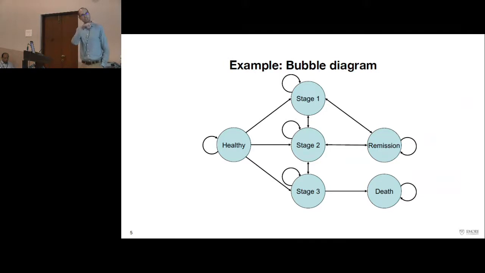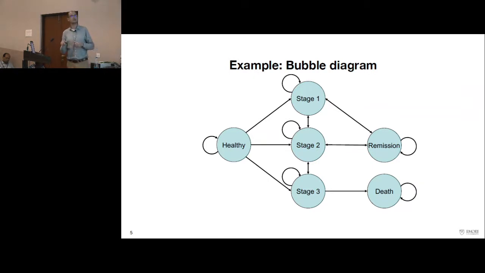In a bubble diagram, each circle represents a health state. So we have all our health states: healthy, stage 1, stage 2, stage 3, remission and death. And the arrows indicate where people can transition from which health state to another whenever each cycle ends. In this case, given the biological way this disease progresses, we decided that 1 year is appropriate for patients to change health states.